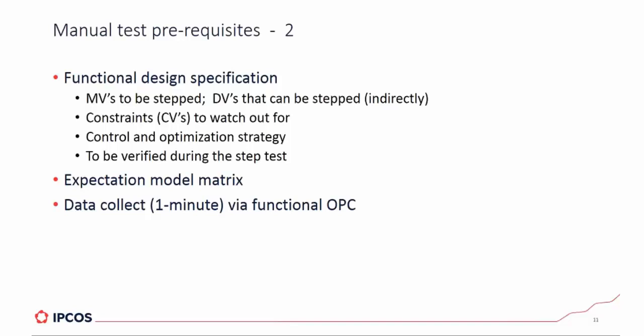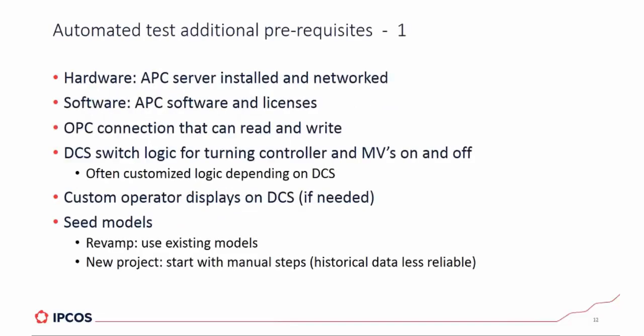And then it's very important that we have data collect running, of course, while we do our step test. Usually at the 1 minute frequency, if we're talking about most of the chemical processes that we work on, and that has to be done via a functional OPC, so that has to be implemented and running already when we start our test.